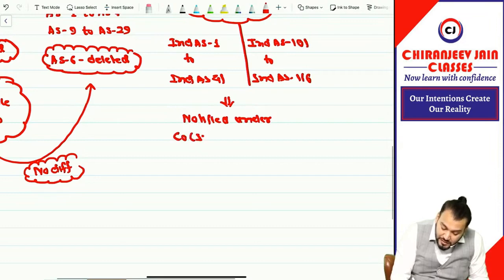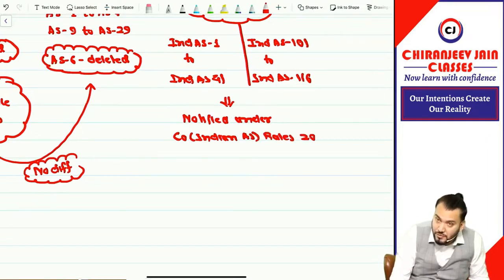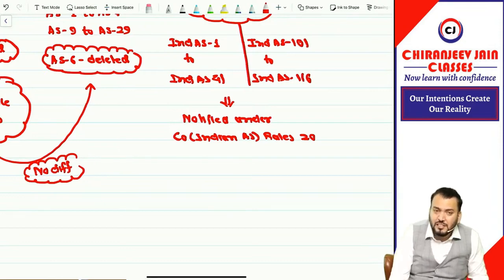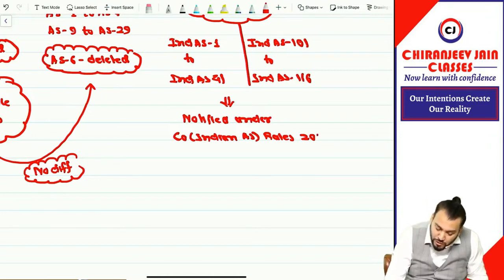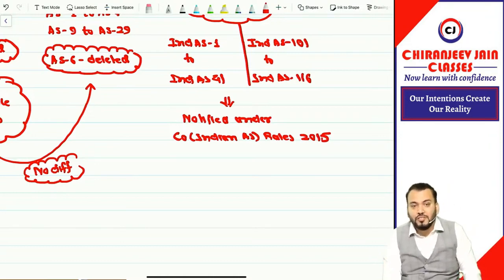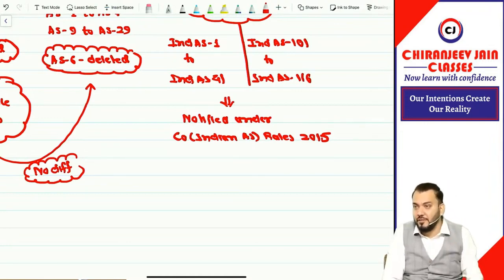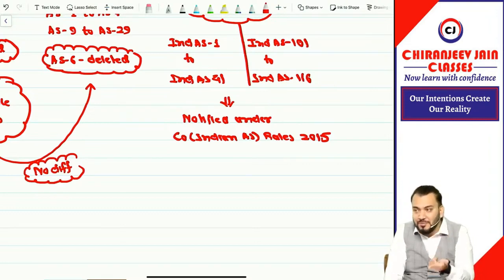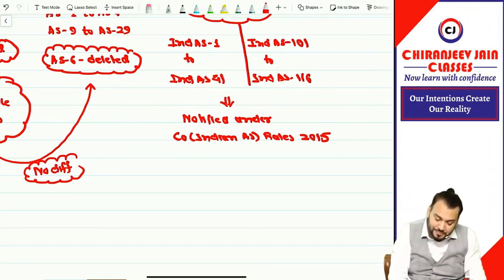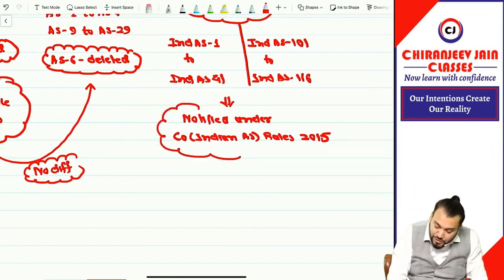Companies. Indian Accounting Standard Rules. These Ind AS were applicable from which year? 2015. It was first mandatory applicable from 1/4/2016. Rules is what? 2015. Understood? Correct? I hope you have understood this point.